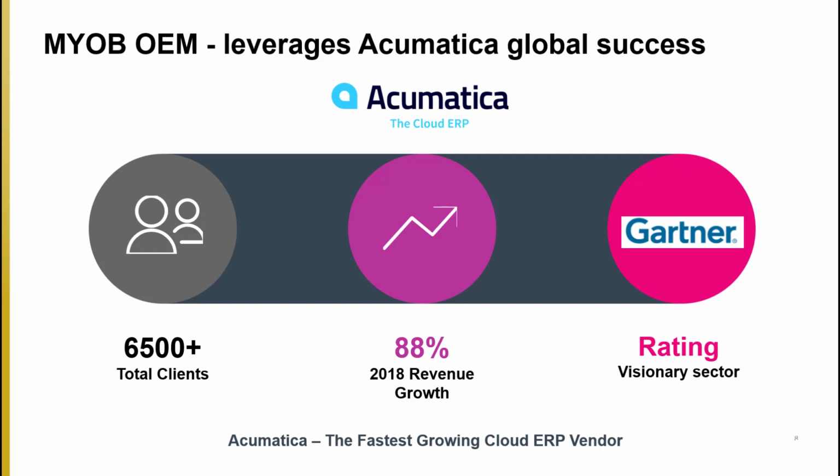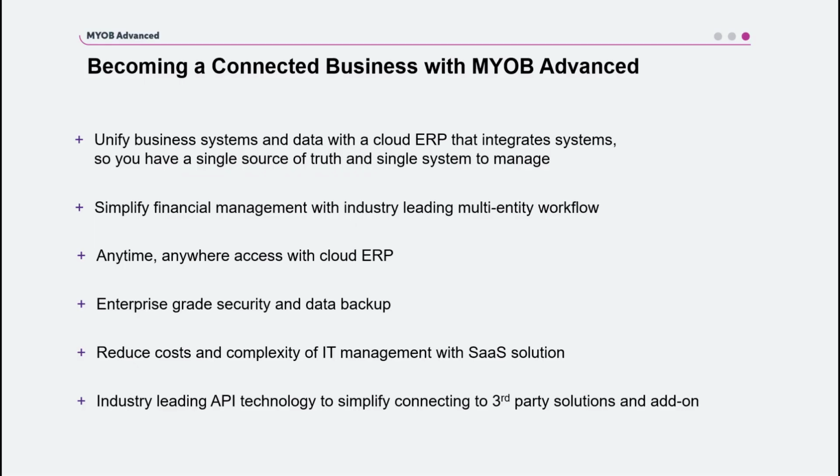So Acumatica are based in the USA. The benefit for our customers, both current and future, is that Advanced will continue to evolve in line with global requirements. Acumatica are definitely hitting their stride. They are in the high growth phase of their product lifecycle and gaining real traction in the market, which certainly bodes well for all of us. Currently around 6,500 plus total customers, and their growth statistics mean that they're still the fastest growing cloud ERP vendor.